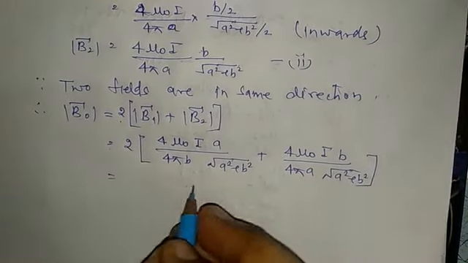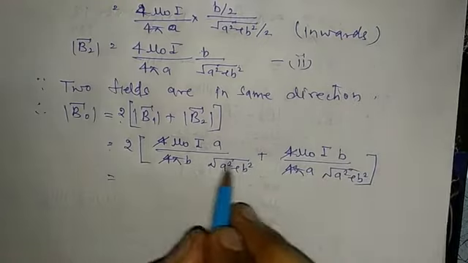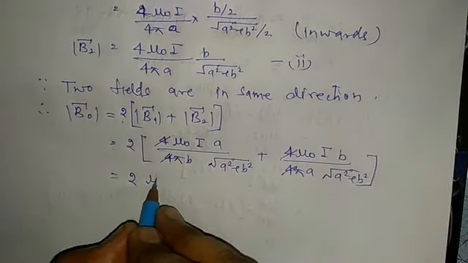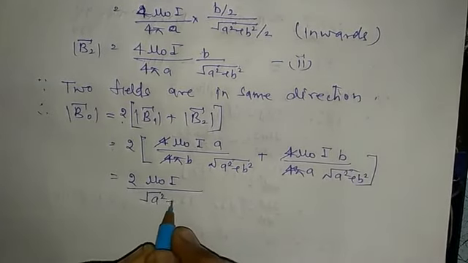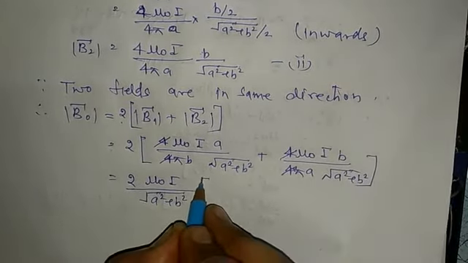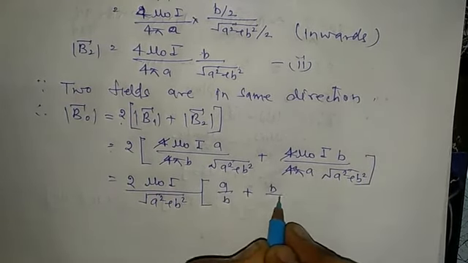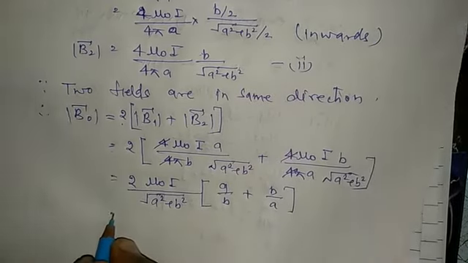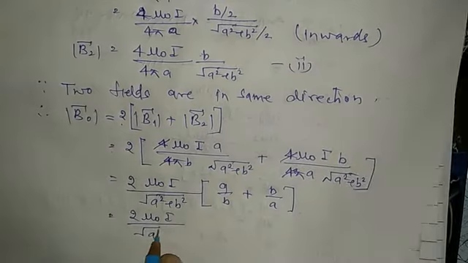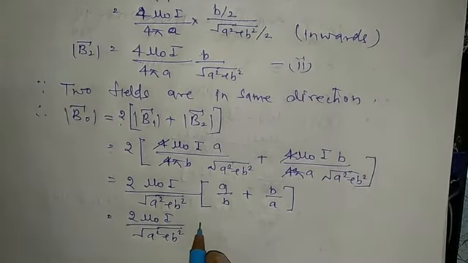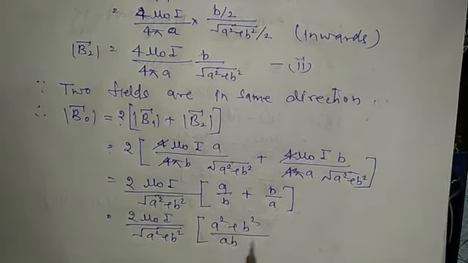So further solving, this can be cancelled here, this can be cancelled here. We can take out mu naught I upon root a square plus b square as common, a upon b plus b upon a. This will give 2 mu naught I upon square root of a square plus b square upon ab.